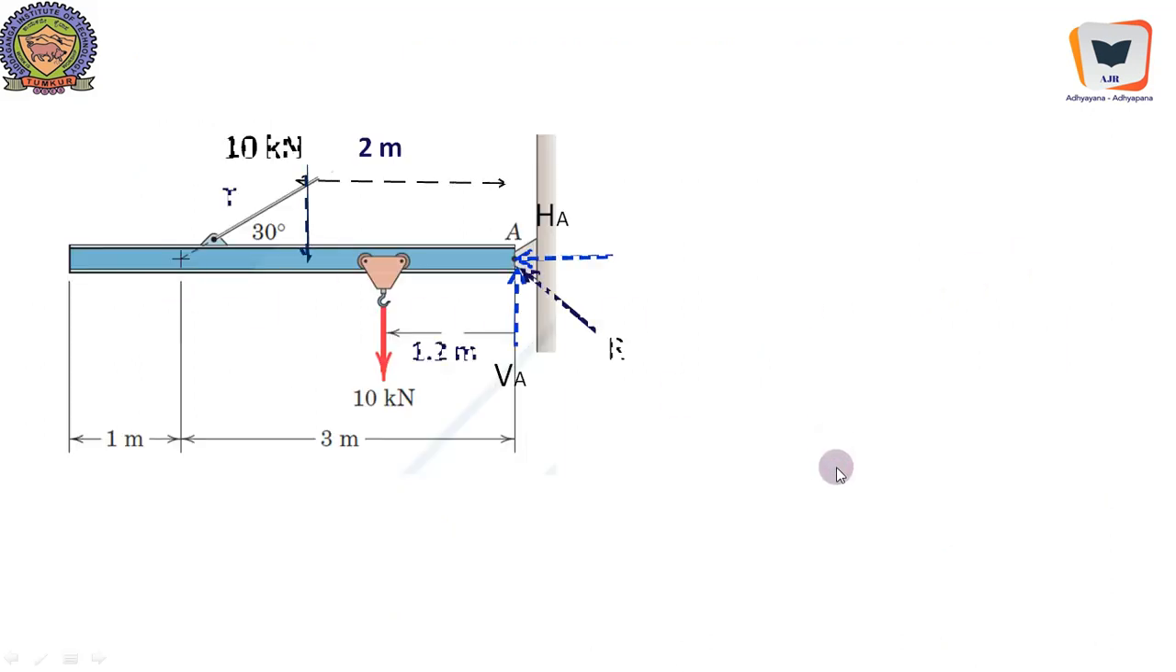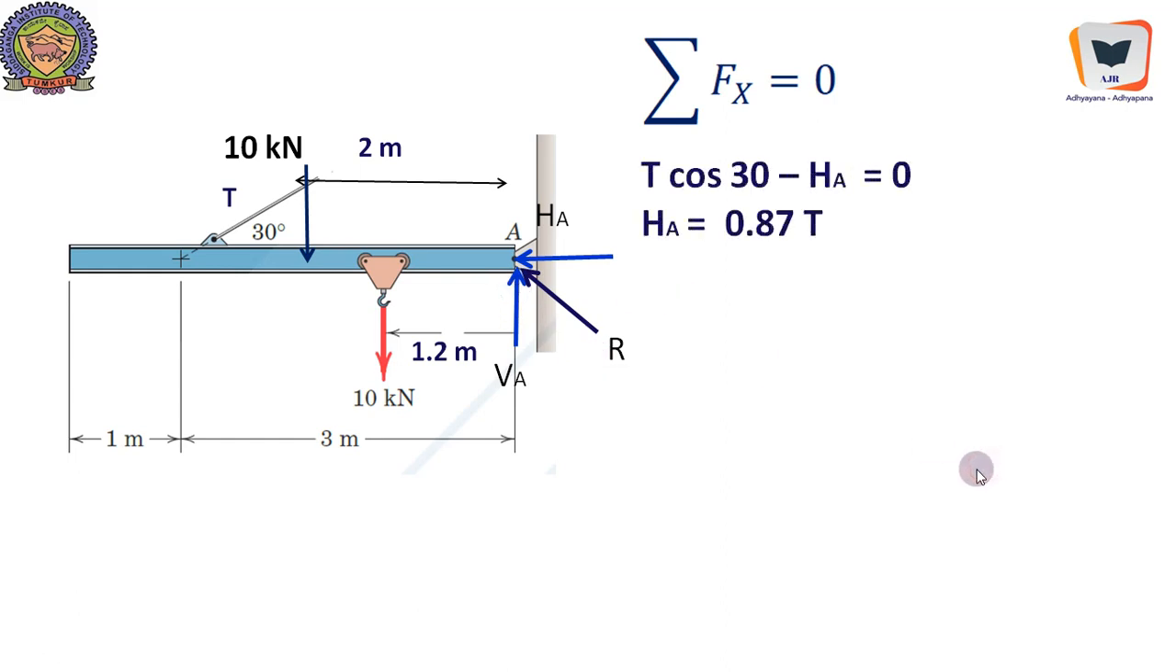Here, we have taken it to a different screen, and now we will apply sigma Fx equal to 0. Sigma Fx equal to T cos 30 minus HA. So this is the tension in the wire, it's acting in this direction. T cos 30 is the horizontal component, so T cos 30 minus HA equal to 0. So HA equal to 0.887T. So our assumed direction is correct because HA is coming out to be positive. Now we will apply sigma MA equal to 0, and we will see what happens.